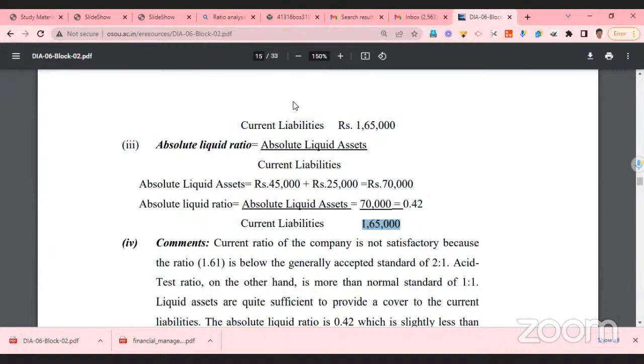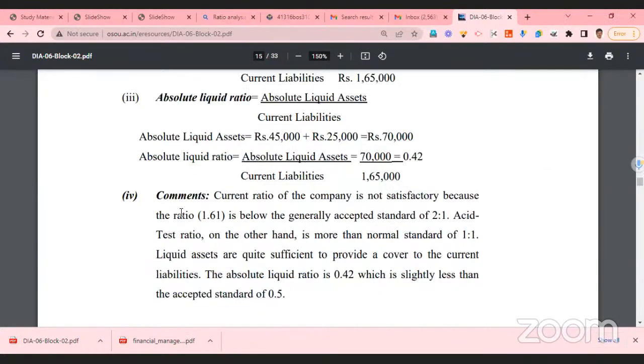Now what is the standard here? 0.5:1. So there are different kinds of interpretations required here. The first ratio is less than the accepted standard. The second one is higher. The third one is less. Are you getting my points?